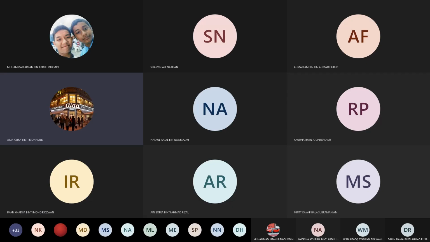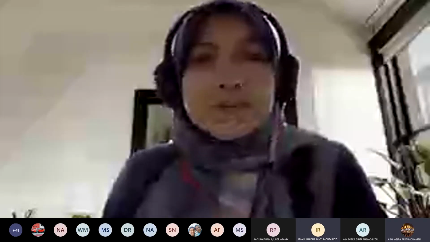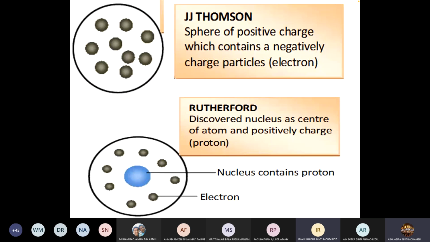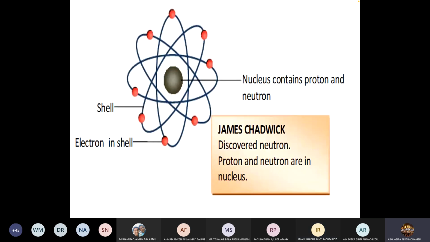So first, we are going to cover the atomic structure and periodic table. Okay. So you have learned about the historical development of the atomic model. So we are not going to go further into this. You all have already learned it before. It was first proposed by Dalton, followed by J.J. Thomson, Rutherford, Niels Bohr, and James Chadwick.